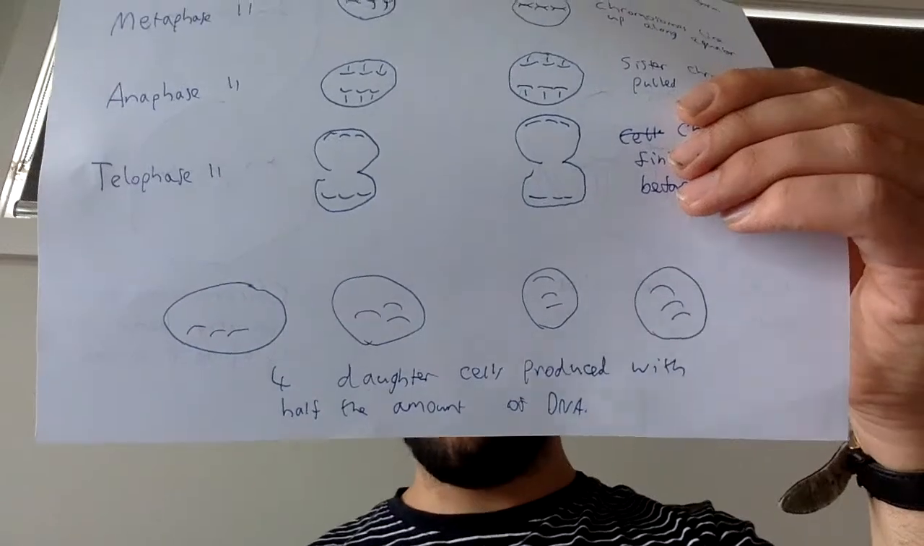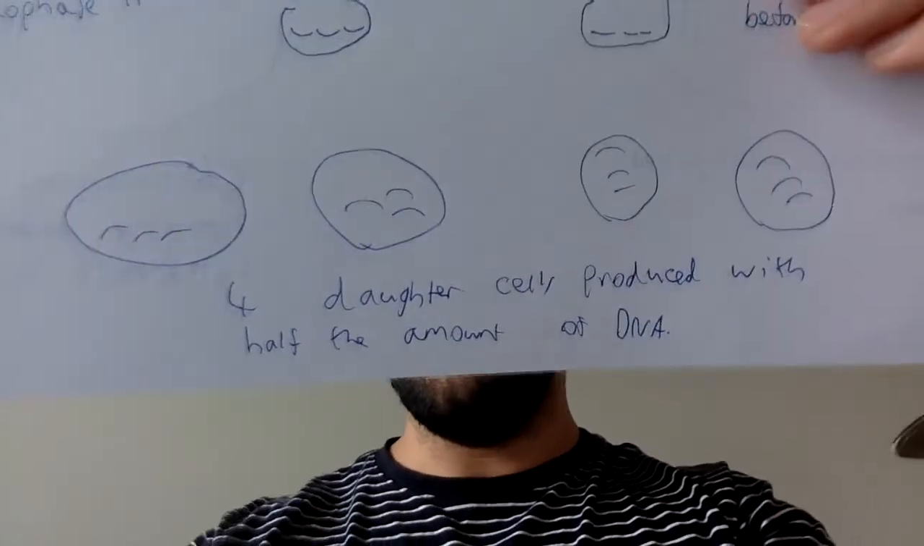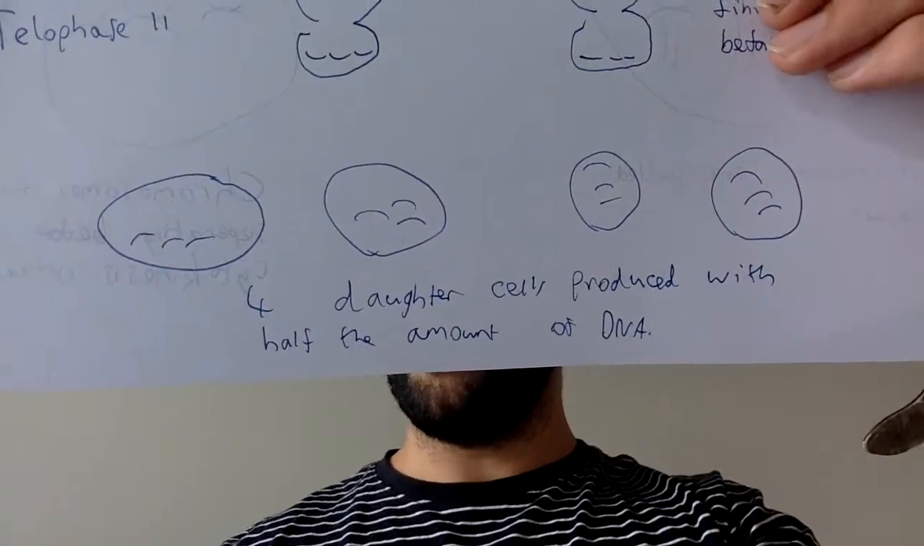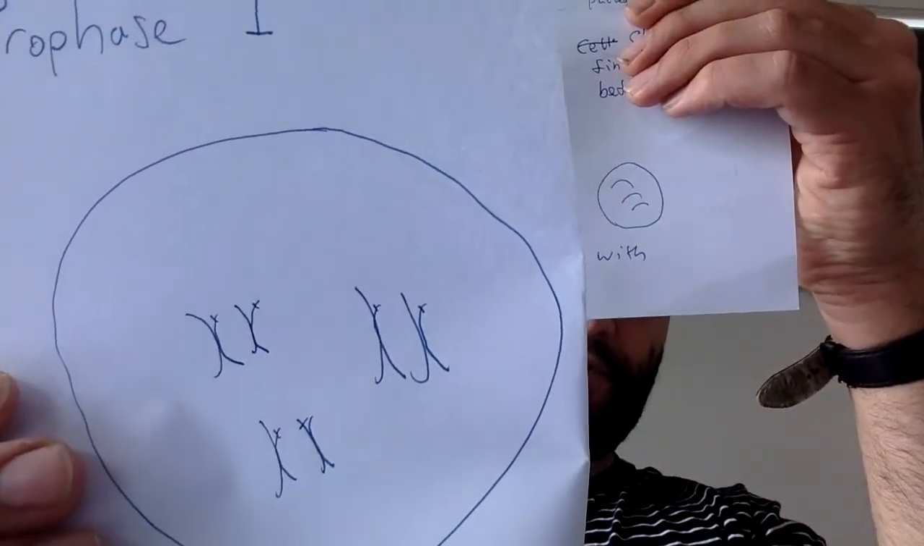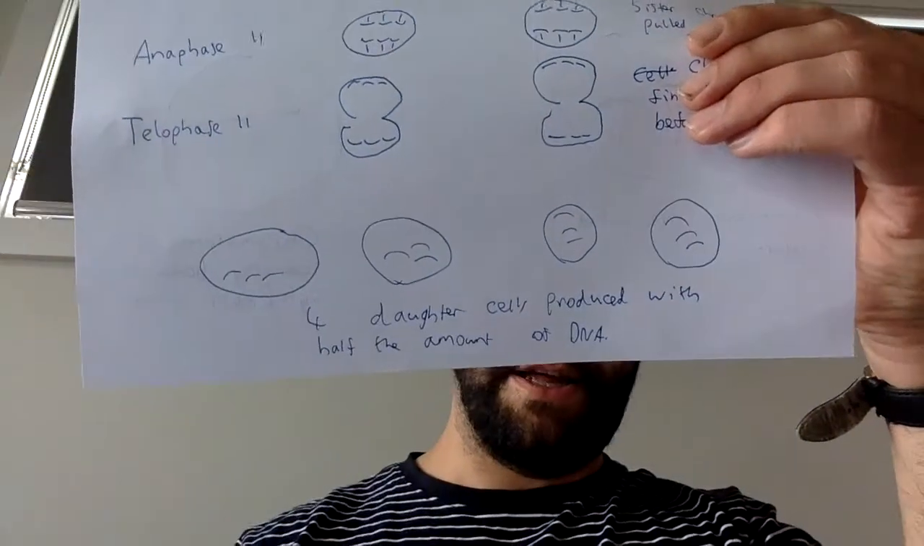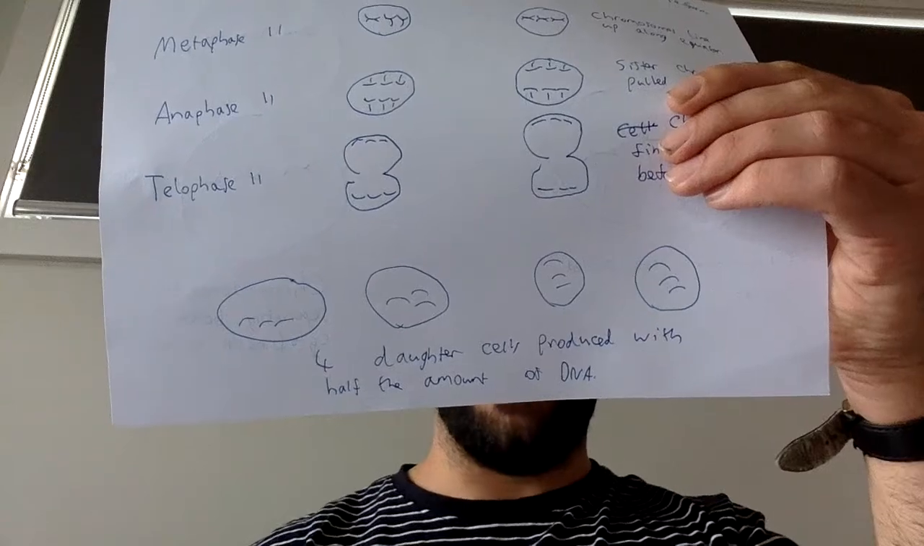So if we compare that to the original cell, the original cell I drew had 6 chromosomes and 3 pairs of 2. Each of these just has the 3 chromosomes, so half the regular amount. So in humans, we have 46 chromosomes and 23 pairs in most of our cells, but the gametes, the sperm or eggs, only carry 23.